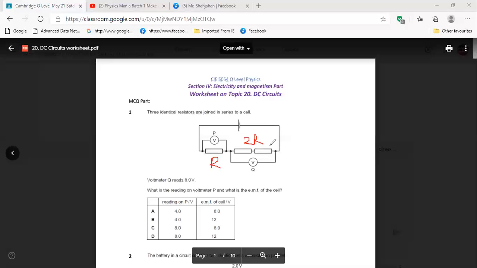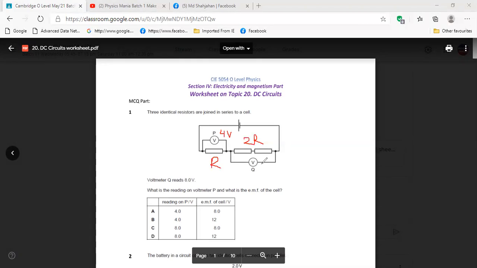Can you remember the potential divider rule? The voltage is divided. So, if you are getting 8 volt here, then here you will get 4 volt. Is it clear? Not really. Okay, very good. If you have any question, you should tell me. Look, we had the formula of potential divider. Can you remember the formula?